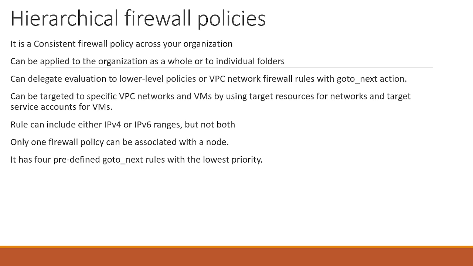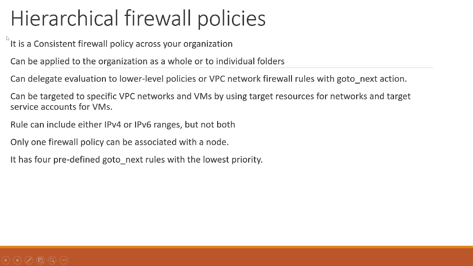Let's go with the first. Today in this video, I will only show hierarchical firewall policy, and we will do some demo also. In the next part, I will go with global network firewall policy and regional network firewall policy. Otherwise the video will become very big. So it is a consistent firewall policy across your organization. I already told you, this can be applied at the organization level, or you can also apply it to individual folders. Like you want to apply this only to the development folder, not the production folder. So you can create this also.